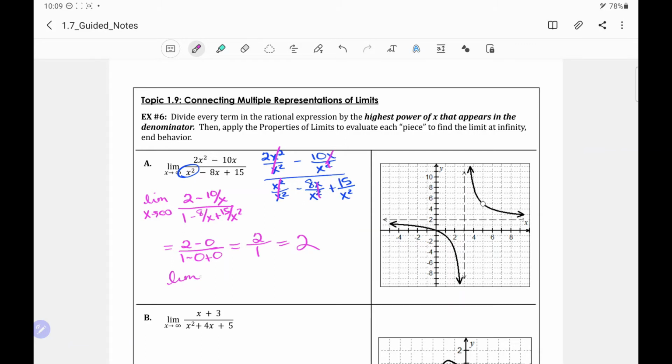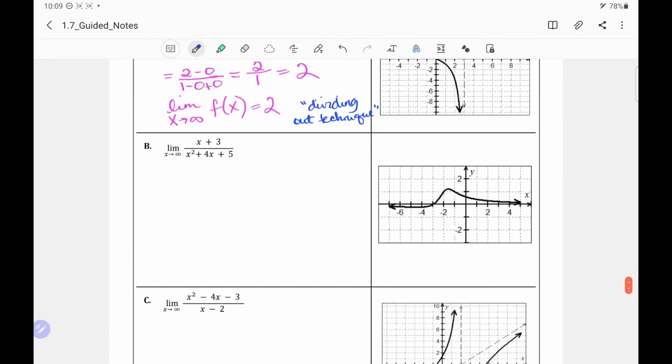So what we can say is the limit as x goes to infinity of f of x equals 2. And what we call this, if you just want to know, is the dividing out technique. So if you hear someone say use the dividing out technique in another video or anything like that, that's what they mean: divide by the highest power of x in the denominator. So try B on your own and then check your answer if you feel ready to give it a try. Again, it's still x squared, so we're going to write that out, okay? I'm going to do it, but first you do it on your own and see what happens.